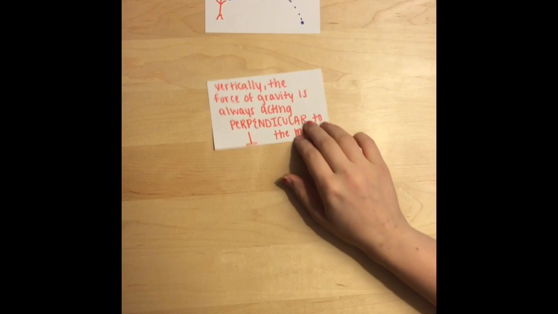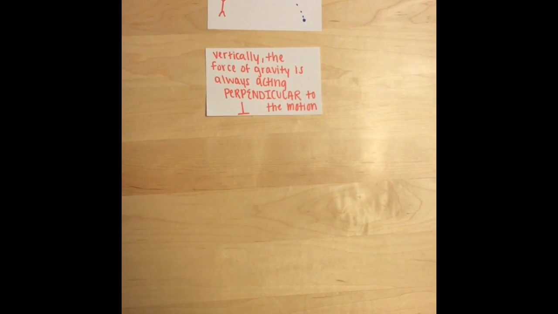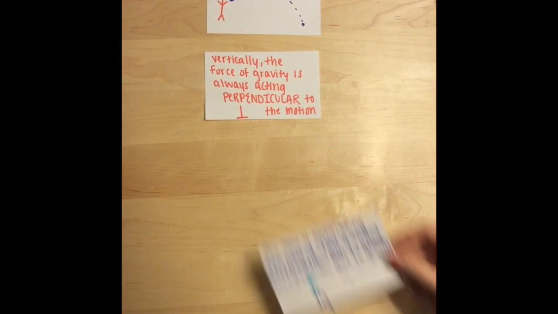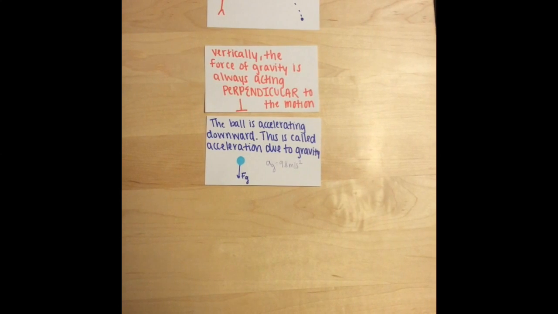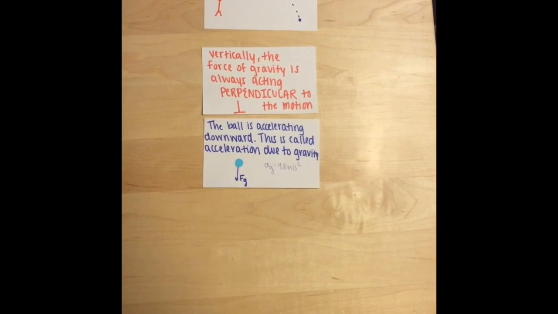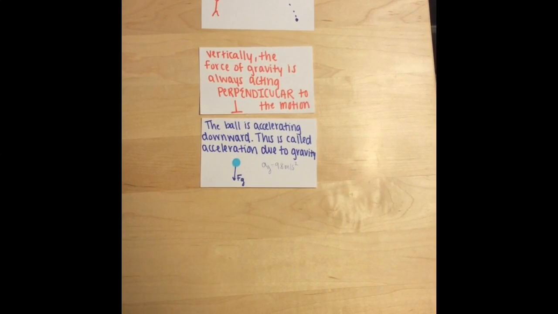Vertically, the force of gravity is always acting perpendicular to the motion of the projectile. Even though the ball is traveling upwards, it is accelerating downwards. Because this is gravity, we have a known value for the acceleration. This is called the acceleration due to gravity and has a value of 9.8 meters per second squared.